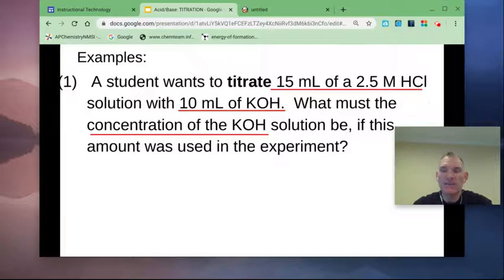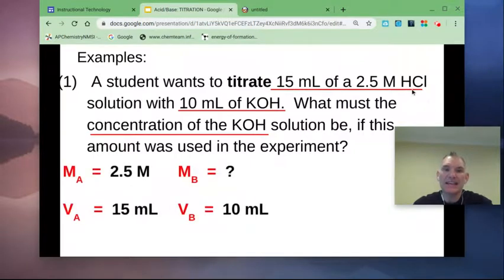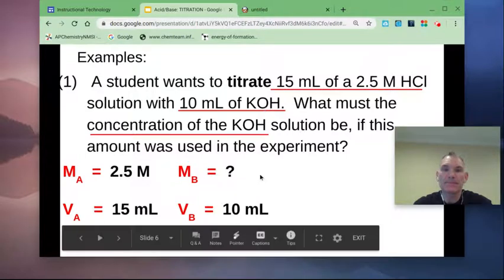If I'm not too sure what's an acid or a base, maybe I forgot, remember you could also consult Table K and Table L in your reference tables. Again, you should know by now what acids and bases are, but if you want to be 100% certain, check Table K and Table L. In this question, I know that the HCl is my acid, so the capital M is 2.5 molar, that's MA, and then 15 milliliters is attached to it, so that's my VA. They tell me I have 10 mLs of KOH, that's my VB, and I'm looking for the concentration of KOH, which is MB.